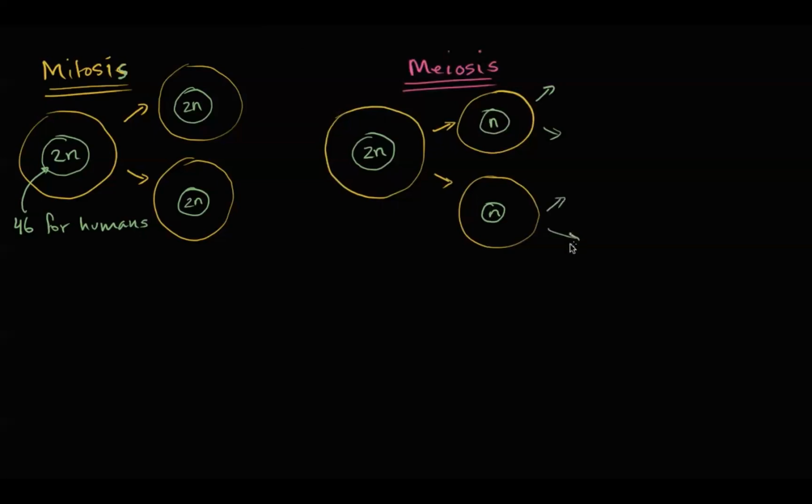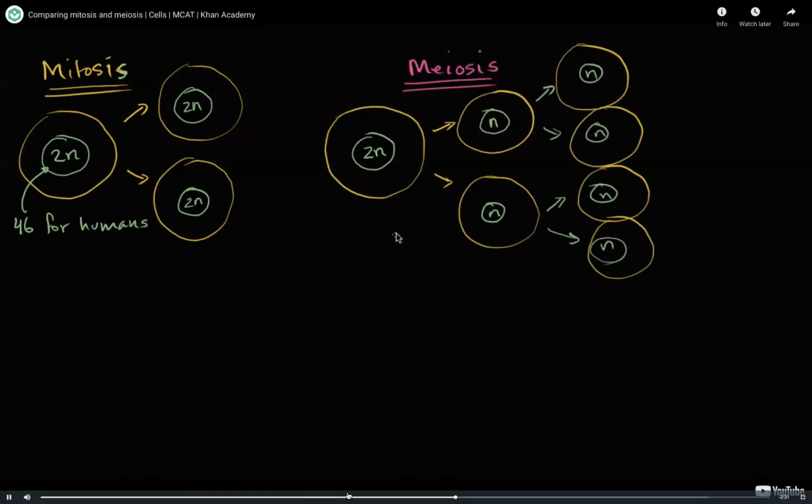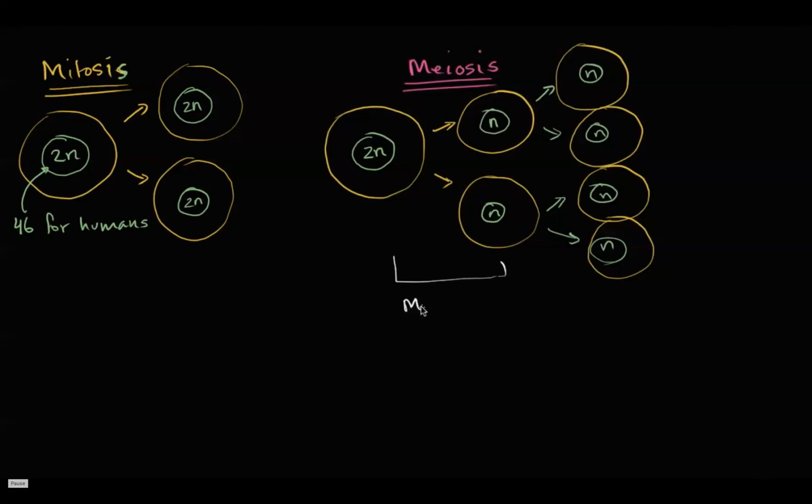So actually, let me do it like this. So now you're going to have 4 cells that each have the haploid number of chromosomes. And they all don't necessarily have the same genetic information anymore. Because as we go through this first phase of meiosis, where you go from diploid to haploid, this is called Meiosis One. In Meiosis One, you're essentially splitting the homologous pairs.